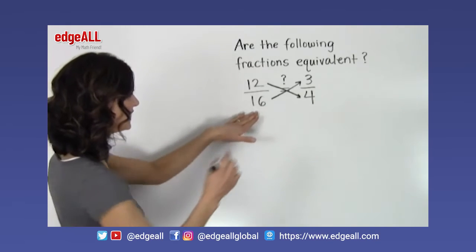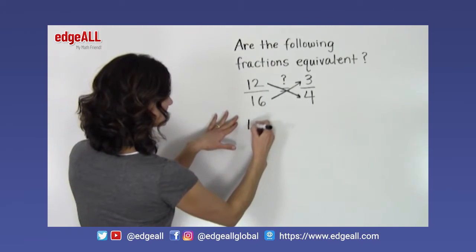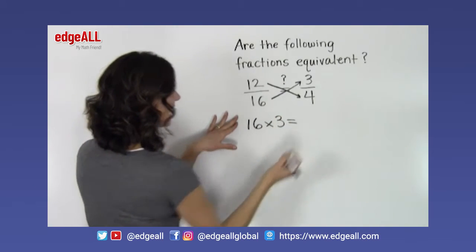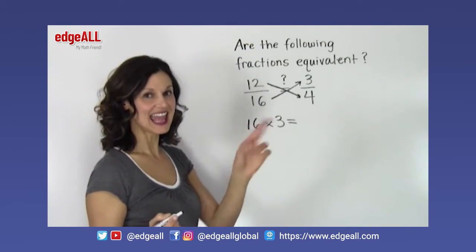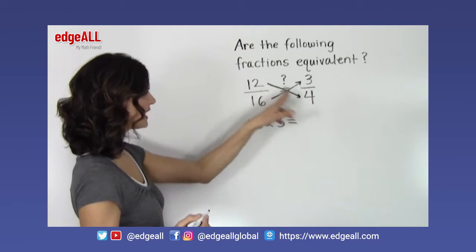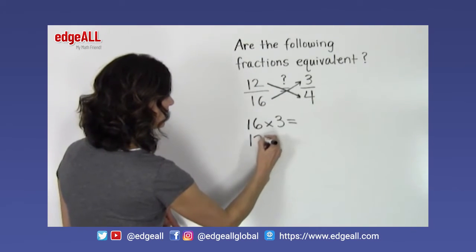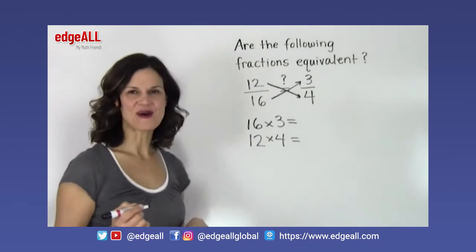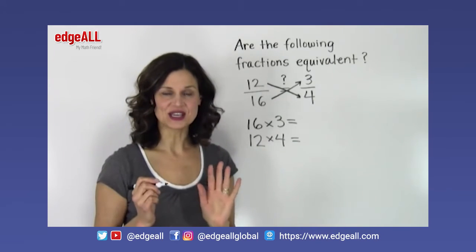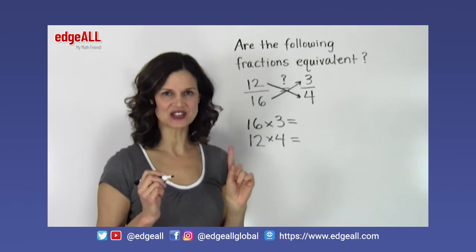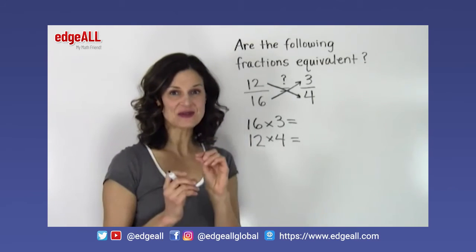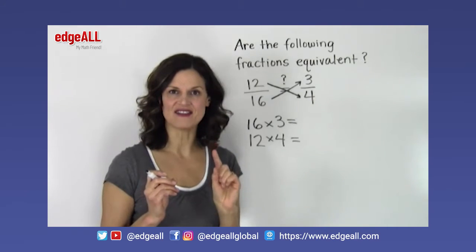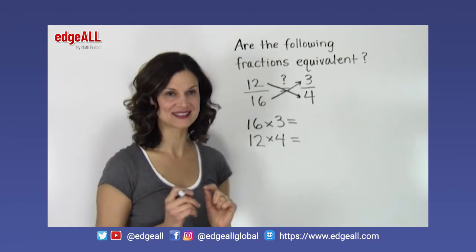We start out then by multiplying 16 times 3. And we're going to find the answer to that. And then we are going to multiply 12 times 4 and find the answer to that. Now, if the two answers to those two multiplication problems are equal to each other, then that tells us that we do have equivalent fractions.